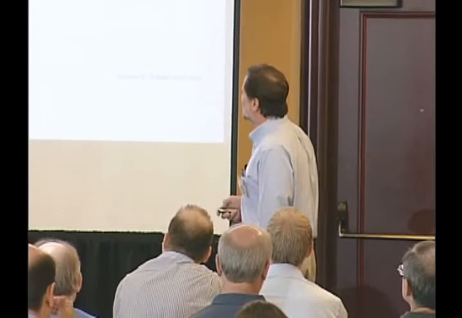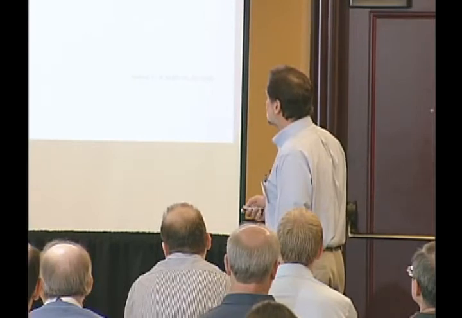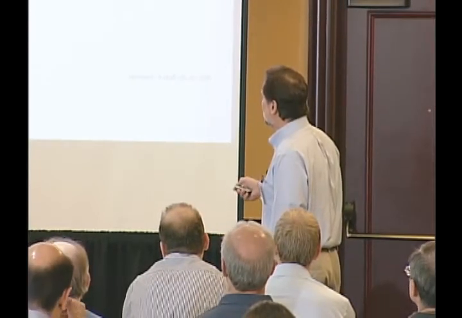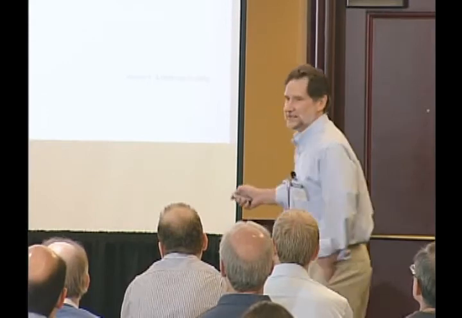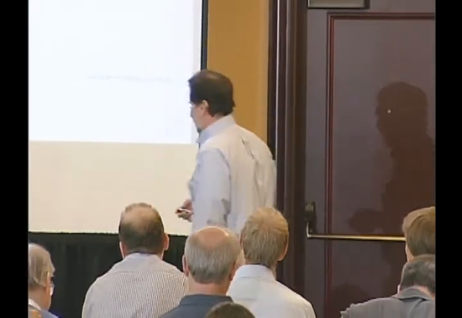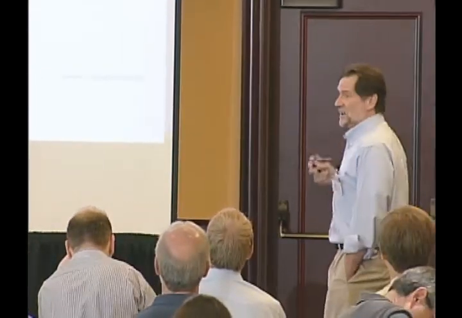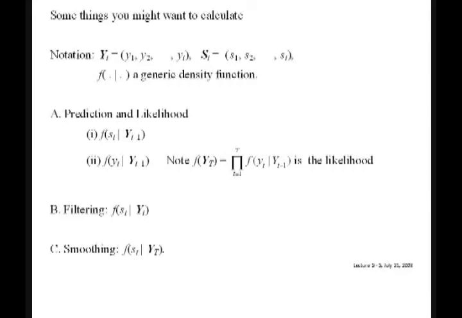And so these are just examples, and we'll do a couple of these in detail. We'll do this one in detail because it's really easy, and we'll do this one in detail because it's fun, and highlight some things that are useful to talk about. Okay, so what might you want to do if you've got one of these models? There are some objects, some things you might want to calculate. So let capital Y and capital S denote histories up until the time of the subscript.